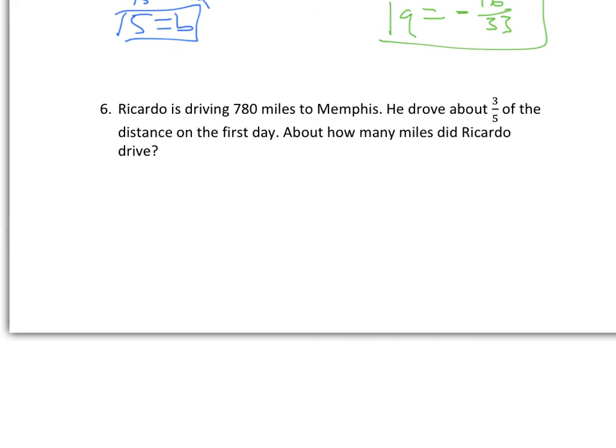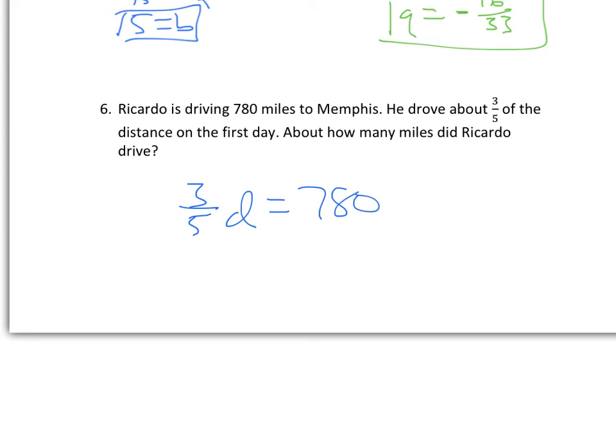And the last one here, the word problem. Carter's driving 780 miles to Memphis. He drove about 3/5 of the distance on the first day, so how many miles did he drive? Okay, so we've got 3/5, so let's say the distance, right? 3/5 of the distance is what he drove, is equal to the 780 miles that he drove.